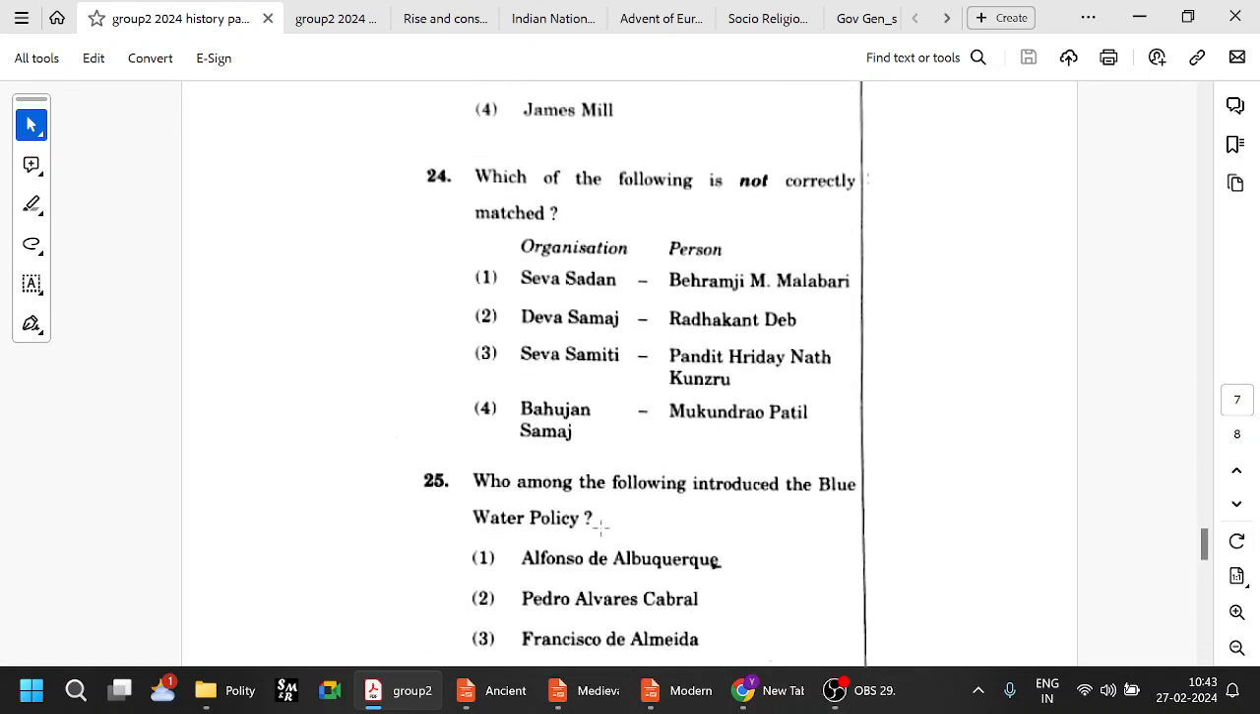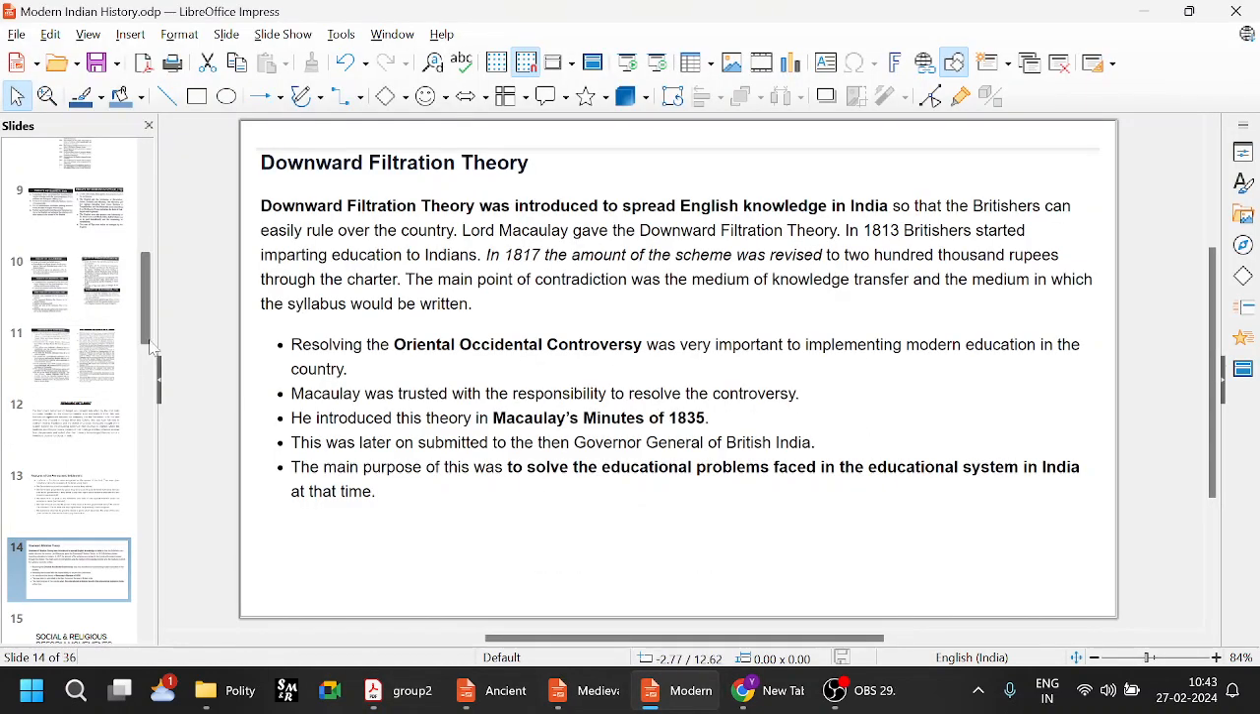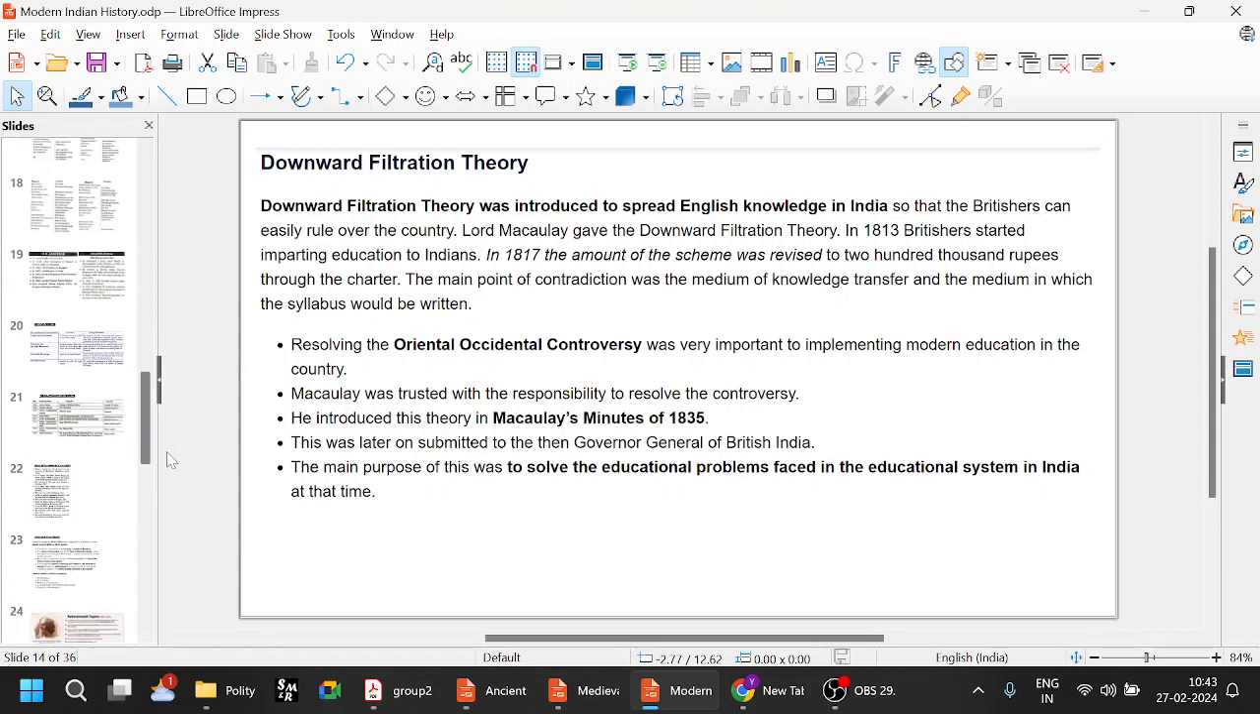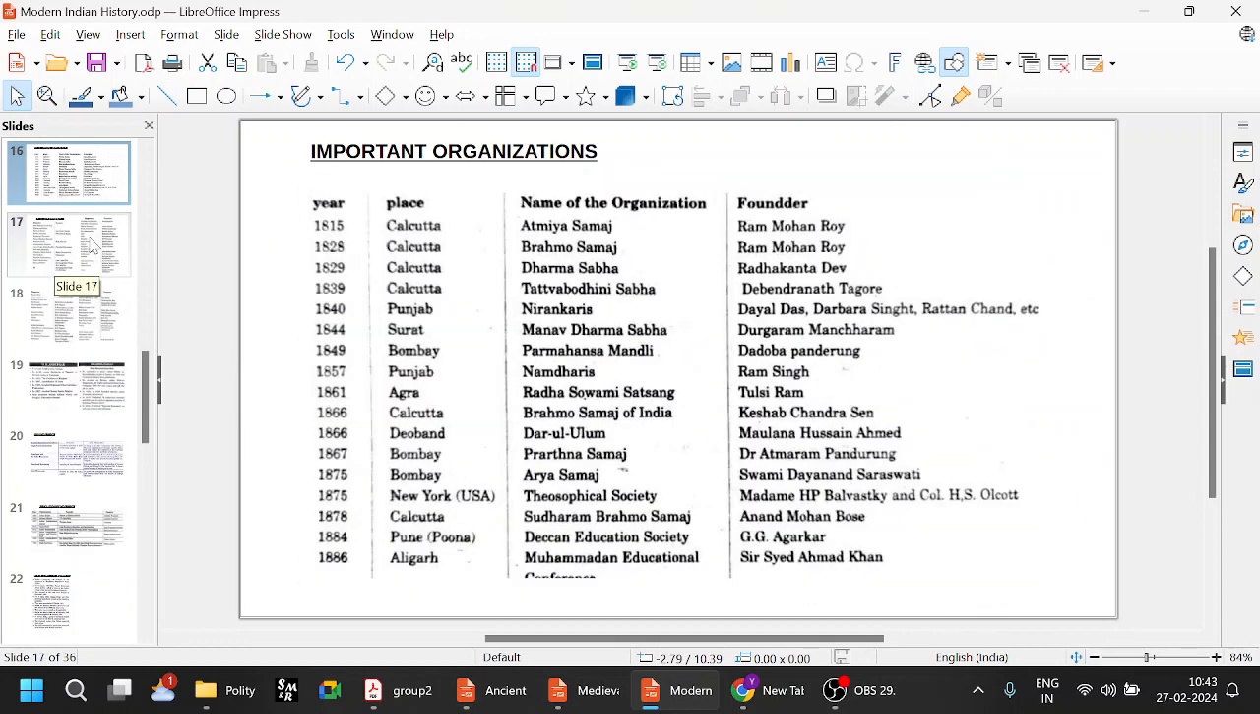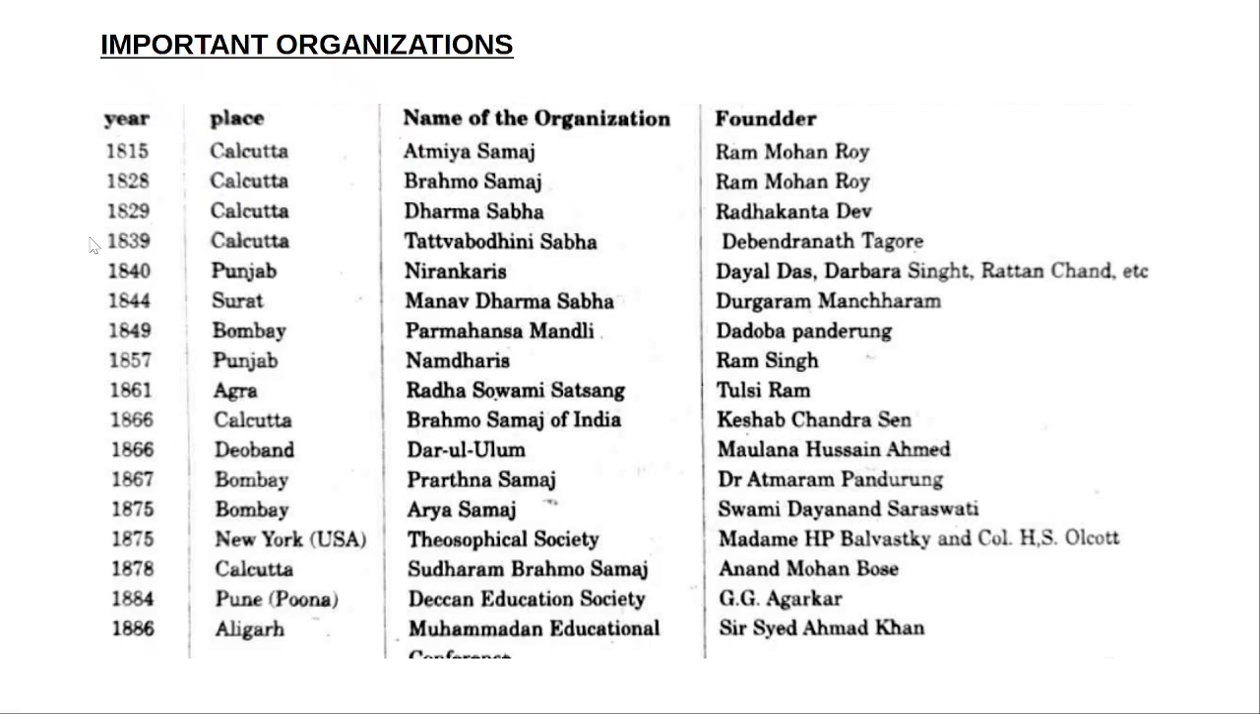So, again, this one is a tough question, definitely, because when you say organizations, you have to try to remember the important ones which are frequently asked, right? For example, Atmiya Sabha, 1815, Brahma Samaj, 1828, and Tattvabodhini Sabha. You have Namdaris, Nirankaris, Brahma Samaj of India, and Darul Uloom, Prarthana Samaj, Arya Samaj 1875, Swami Dayanand Saraswati, very important, Theosophical Society, and all these things.